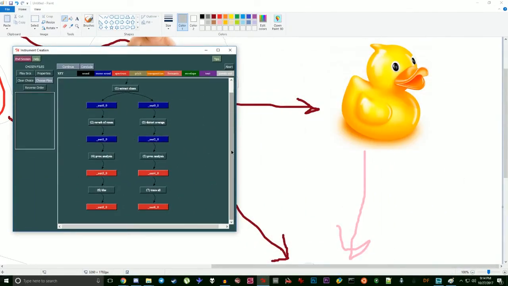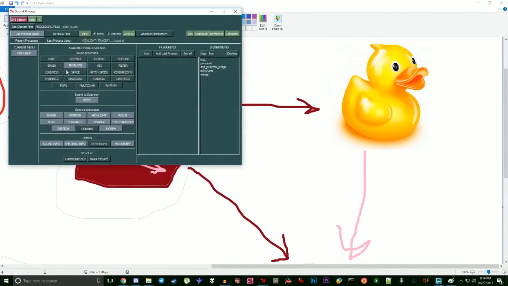So you may be wondering which of these two down here, because one of them has to go to the ducky. And I'm just gonna go ahead and let you know right now that it's this one. It's the one on the right side. It's going in the ducky.